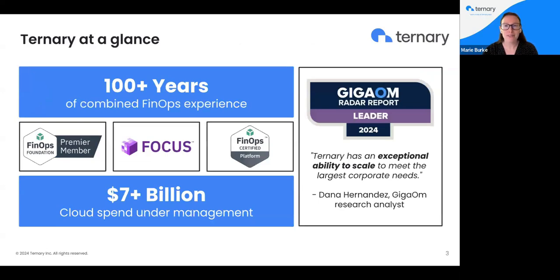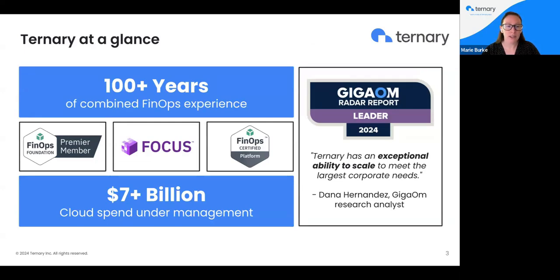So I realize some folks on the call may be familiar with Ternary. Some of you may be unfamiliar with Ternary and hearing of us for the first time. Thank you all for joining today's session. Just want to give a quick overview of Ternary and who we are. And so I like to start with our team.